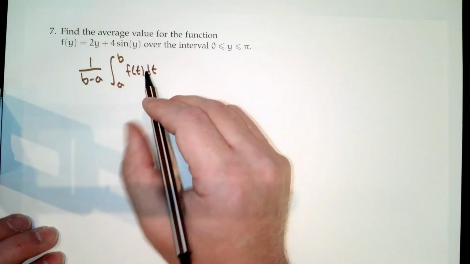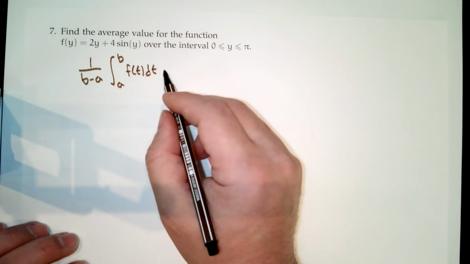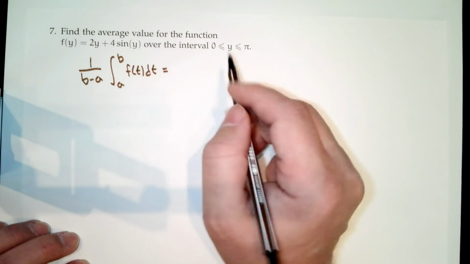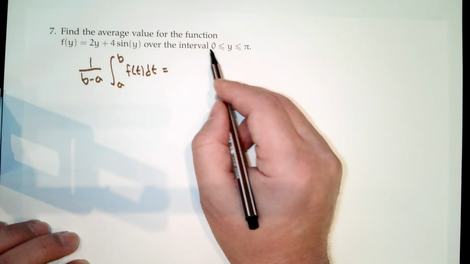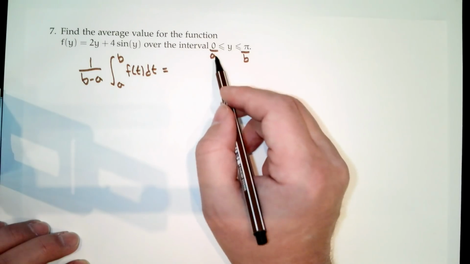So in our case, it's actually y. It doesn't matter, by the way, that it's y. We can use any variable name we want. Variable names are just that, names. We can change names. We can give them nicknames if we needed to. All right, what is b and a in our case? Yeah, so b is pi and a is 0.